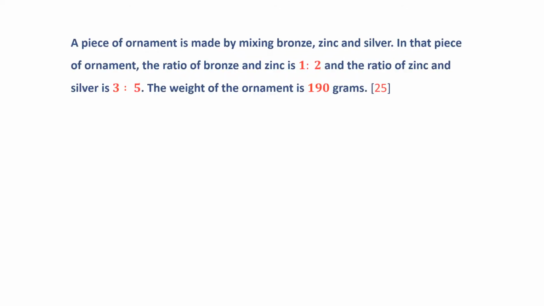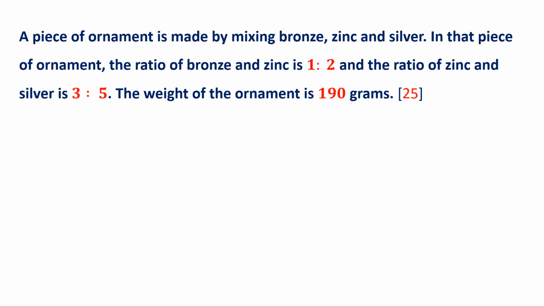So here it begins. A piece of ornament is made by mixing bronze, zinc and silver. In that piece of ornament, the ratio of bronze and zinc is 1:2, and the ratio of zinc and silver is 3:5. The weight of the ornament is 190 grams.